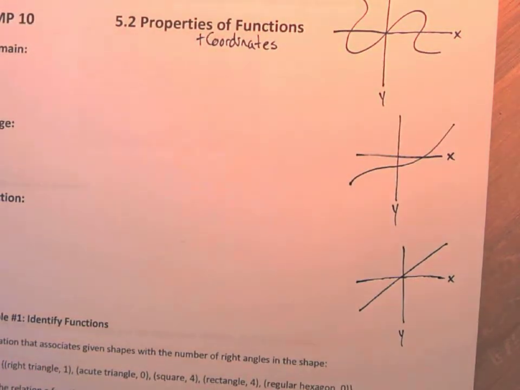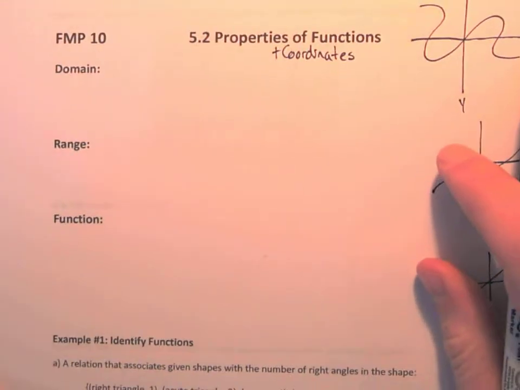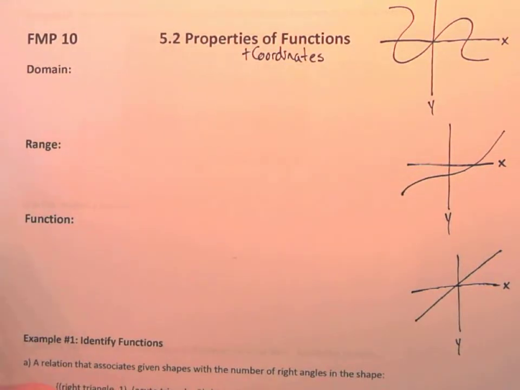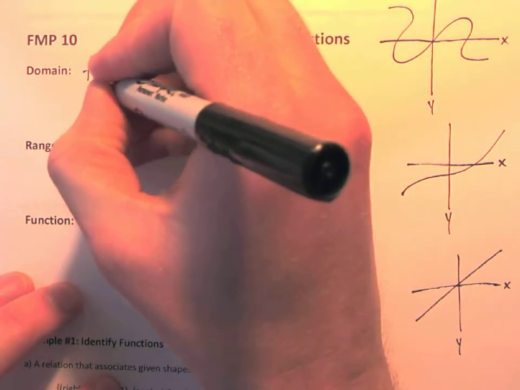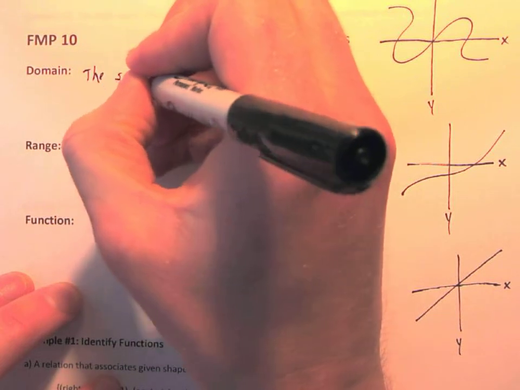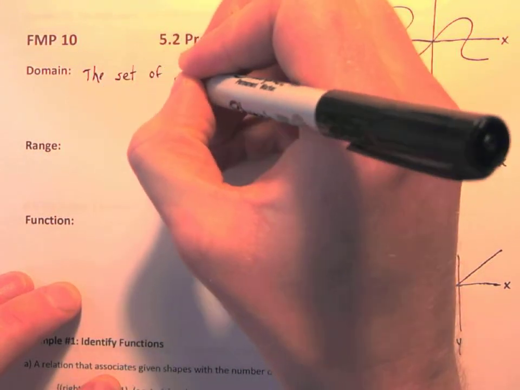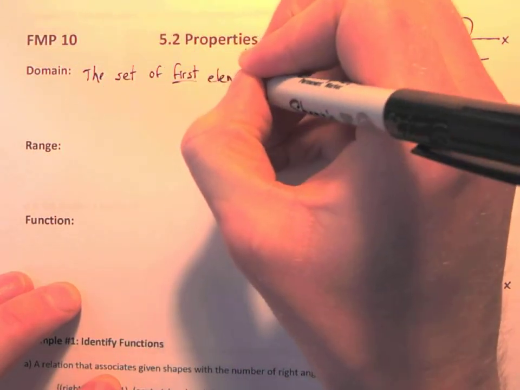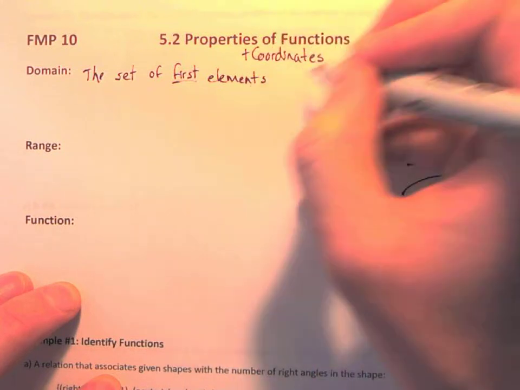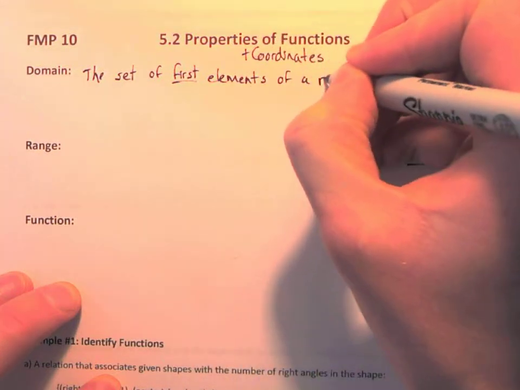Alright, so now to go into it, we have some very important concepts called domain and range. So let's define what those are. Domain is the set of first elements of a relation.